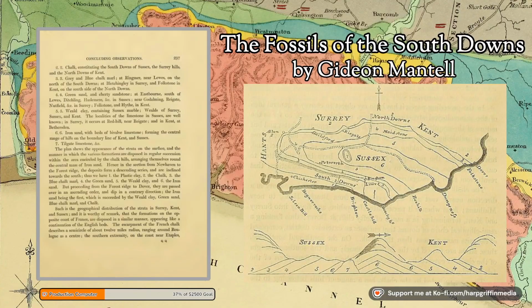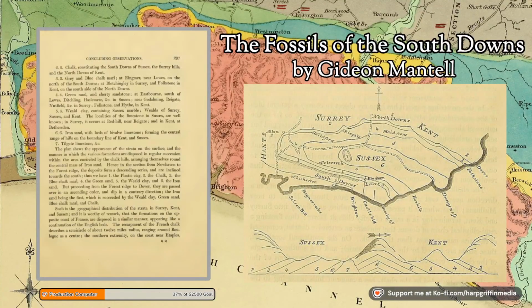The plan shows the appearance of the strata on the surface, and the manner in which the various formations are disposed in regular succession within the area encircled by the chalk hills, arranging themselves round the central mass of iron sand. Hence, in the section from New Haven to the Forest Ridge, the deposits form a descending series, and are inclined towards the south. Thus we have 1. The plastic clay, 2. The chalk, 3. The blue chalk marl, 4. The green sand, 5. The Weald clay, and 6. The iron sand. But proceeding from the Forest Ridge to Dover, they are passed over in an ascending order, and dip in a contrary direction, the iron sand being the first, which is succeeded by the Weald clay, green sand, blue chalk marl, and chalk.